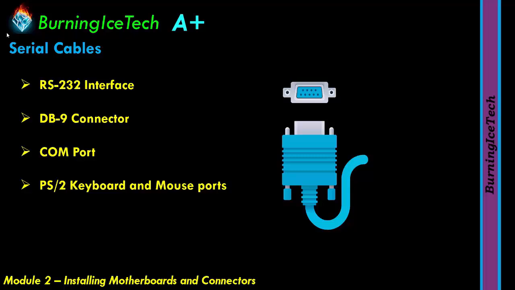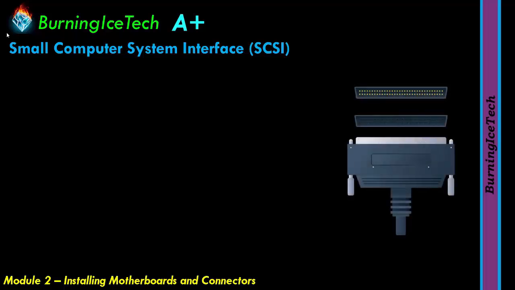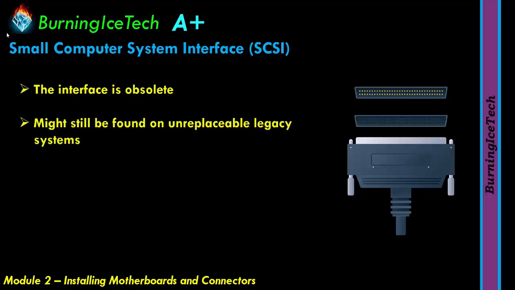Then, folks, another cable we get is SCSI. We just refer to this as SCSI, but the actual official name is Small Computer System Interface, more commonly known as SCSI for short. This is normally also found more commonly in server room environments. They are kind of extinct now at this point in time. I suppose you will still find them in some of the very old server rooms. So this interface is obsolete, guys. It might still be found in irreplaceable legacy systems.